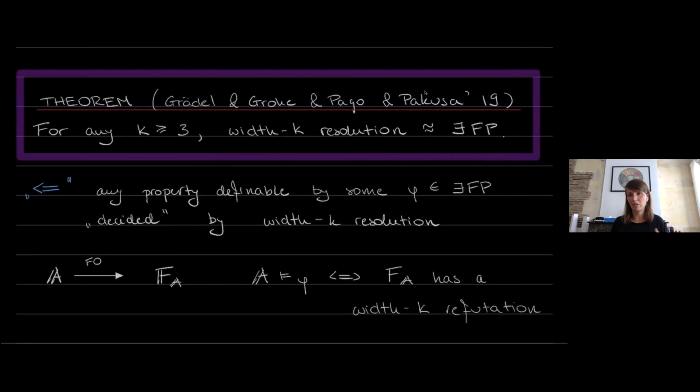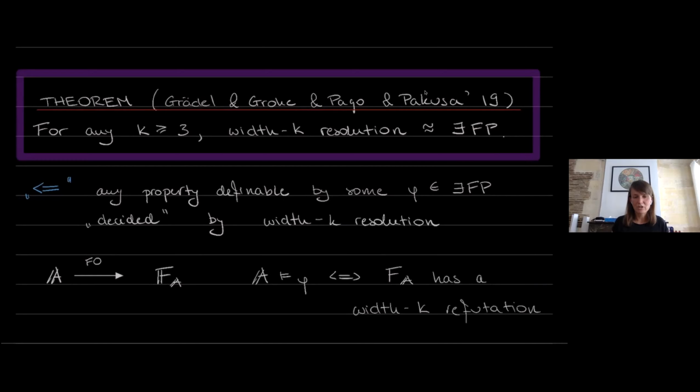On one hand, as we already know, because this logic is stronger, the proof search is of course expressible in this logic, since it was already expressible in the weaker existential positive fragment of fixed point logic. But we also have the implication the other way around. If some property is definable by a sentence of this existential fixed point logic, then it can be decided by width k resolution. What do we mean by this?